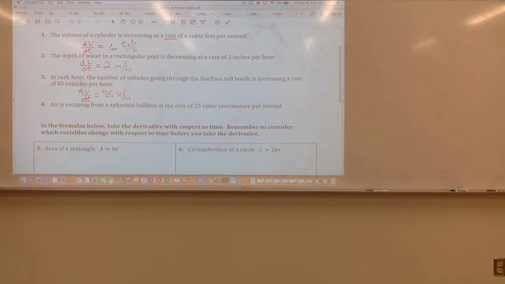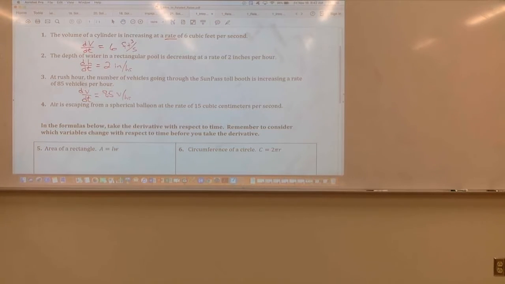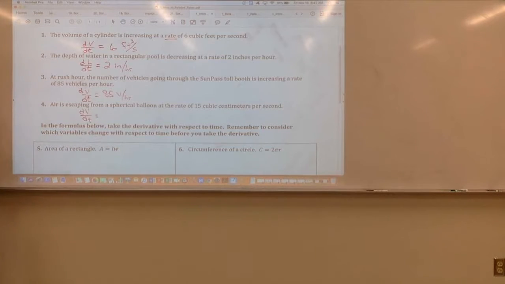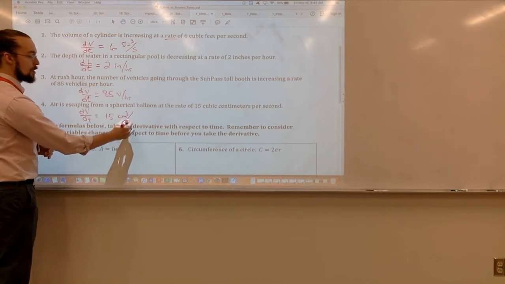How about number 4? So here, if we think about our units, we're talking about cubic centimeters, so that would be the volume. So we want to say the rate of change of the volume. So dV over dt is equal to 15 cubic centimeters per second.